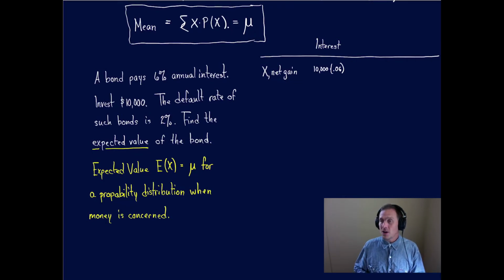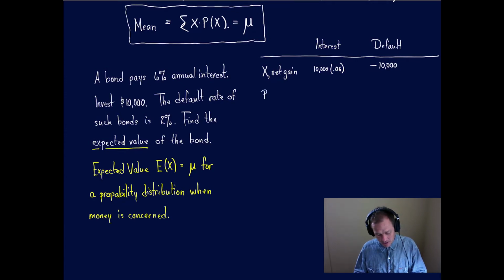Now, there is always a risk in making an investment, whether it's stocks or bonds or real estate, and that is default. Sometimes companies make bonds and then they can't pay them. Well, there is a chance. If this bond defaults, what's your net gain? Your net gain is minus $10,000. You lose everything. Okay, so that would be our probability distribution.